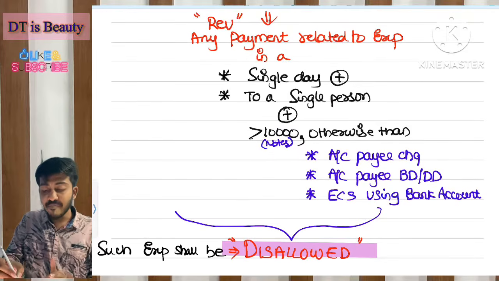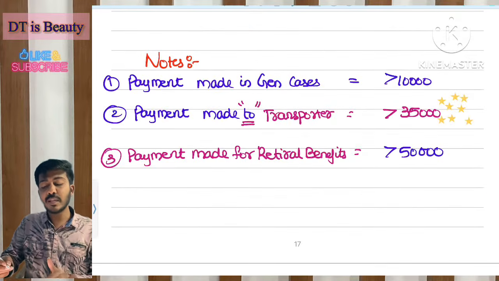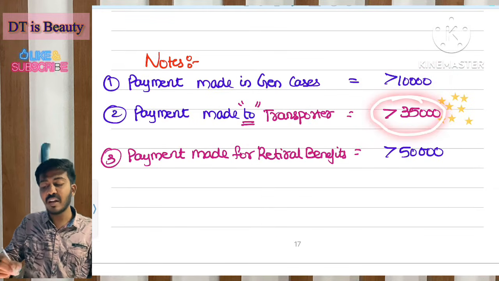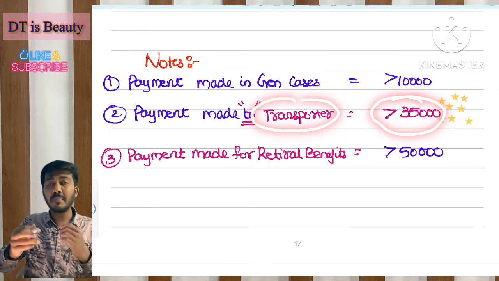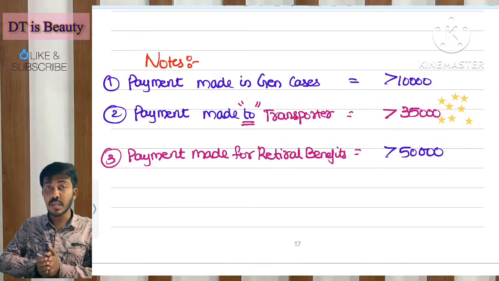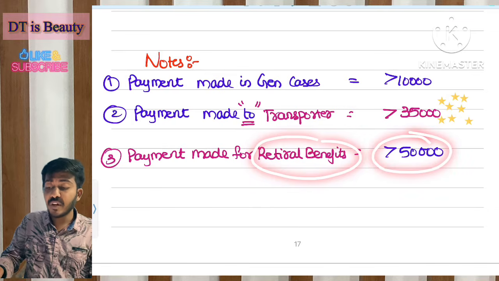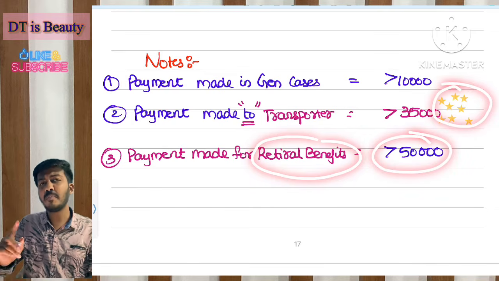Fine. Notes, I have marked it as notes. This 10,000 limit is for normal people. However, the 10,000 limit will increase to a 35,000 limit in case of payments being made to transporters. Okay, and for payments made for retirement benefits, it is 50,000. I have marked it with stars, please be careful.